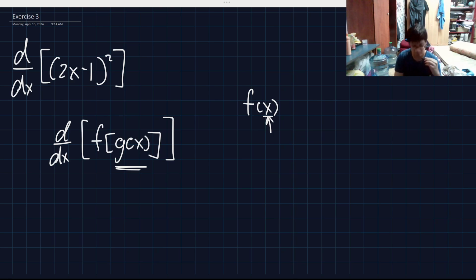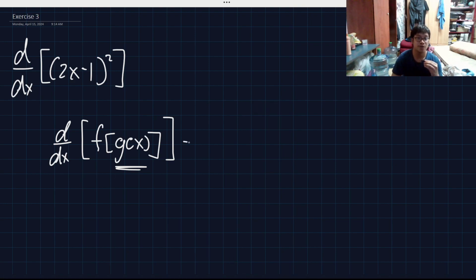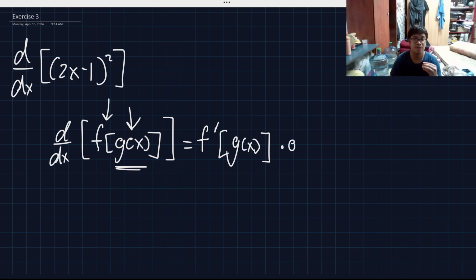So how would you get the derivative of a function within a function? Basically, it's like this. First, you get the derivative of the outside function, which is your f, without touching the inside. So we will have f prime of g of x. Then after that, you jump into the inside, which is g of x, and you get the derivative. So we will have g prime of x. That is how you do the chain rule.